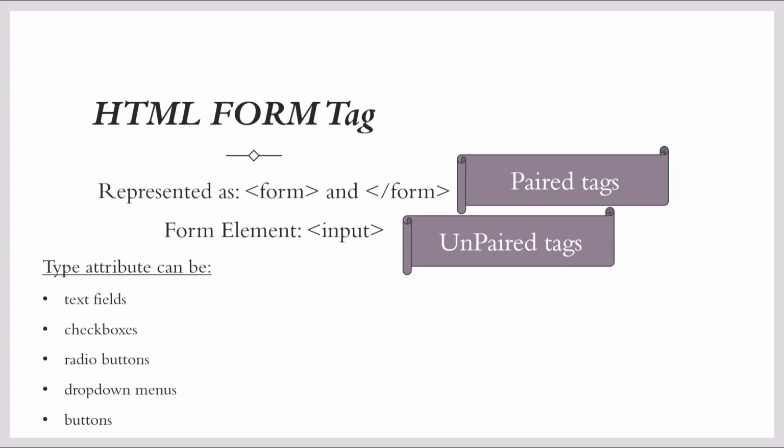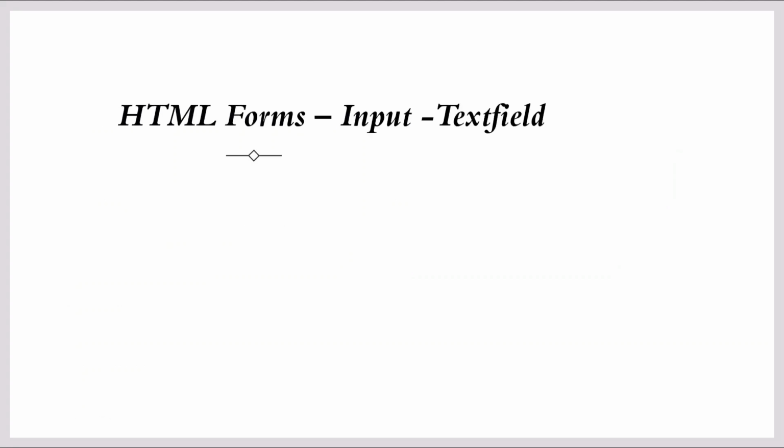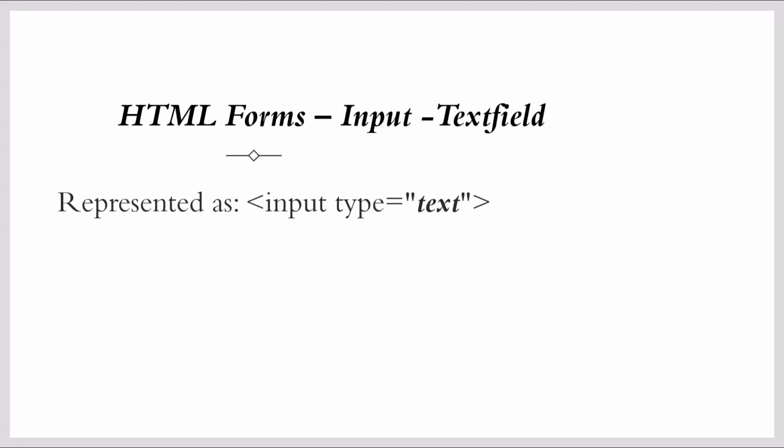Using these input elements, we are going to design our web forms. Let's explore the different input elements. Let's start with text field. Text fields are used for collecting single line text input. We use input element with the type equal to text attribute for text fields. Let's see an example how to create text fields.